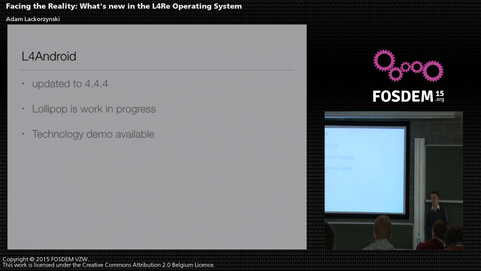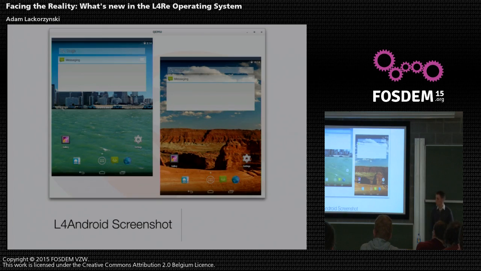L4Android is kind of a side project from L4Linux, and it allows you to run Android on top of L4Linux. So we updated the images to the latest. At that time, it was the latest Android version, and a couple of weeks later, Android 5.0 arrived. So Lollipop is still work in progress. On the L4Android website, you can download a technology demo which showcases some of the features I already mentioned. This is a screenshot of the L4Android demo running in QEMU.